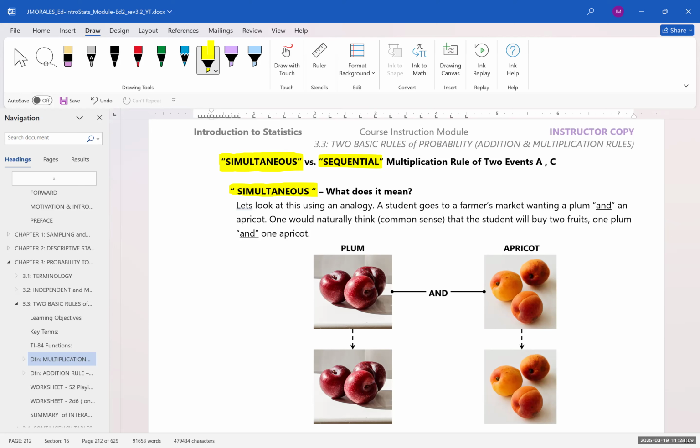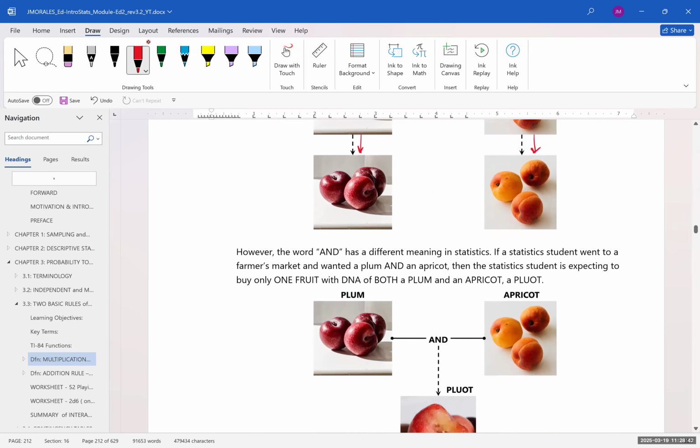So imagine a student goes to a farmer's market wanting a plum and an apricot. So one would naturally think that the student would end up buying two fruits, one plum and one apricot. So when we use "and" in everyday language, this is the context that we use it. A student wants a plum and an apricot. That means they're going to go and buy one plum and they're going to buy an apricot.